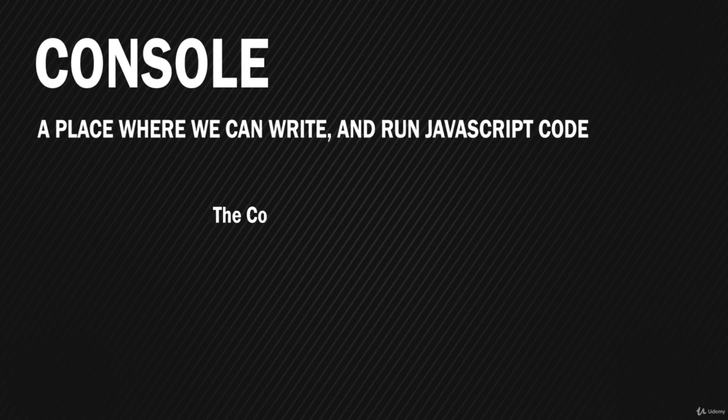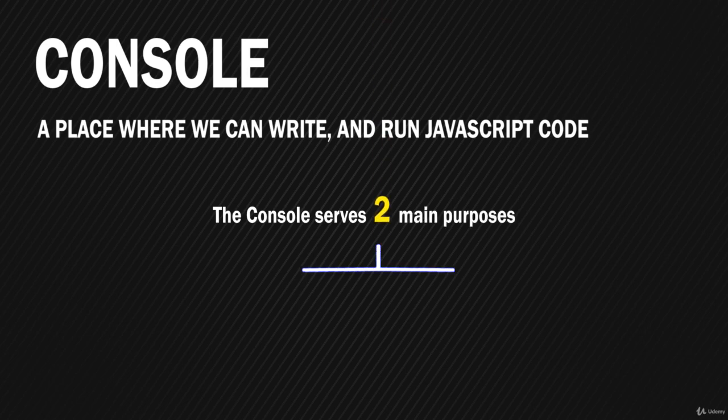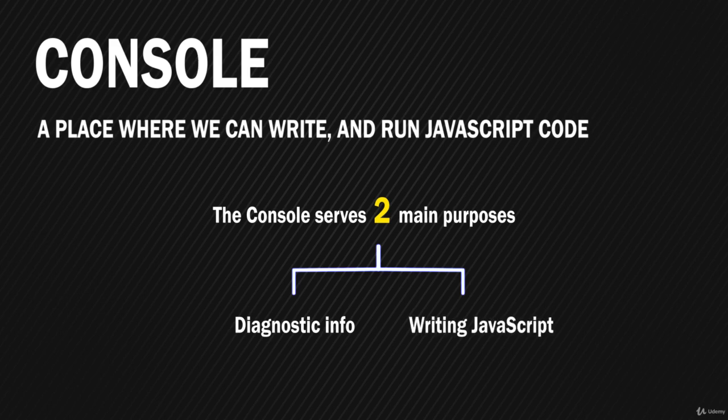The console serves two main purposes. The one is diagnostic information. It gives you information about your code. It helps you fix bugs. It helps you change elements on a page. That's what I mean by diagnostic info. The second function that console provides us is awesome, guys, and that is to write JavaScript. And you've just seen some of the code that we've written.